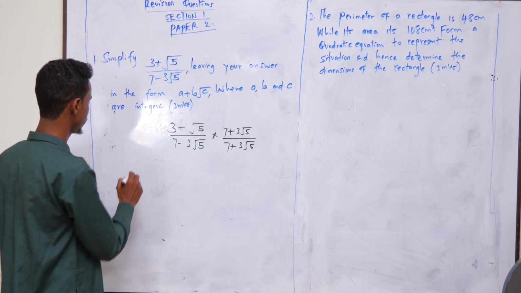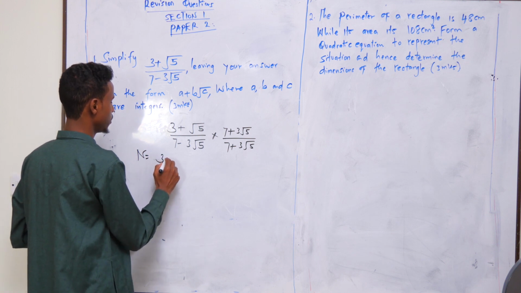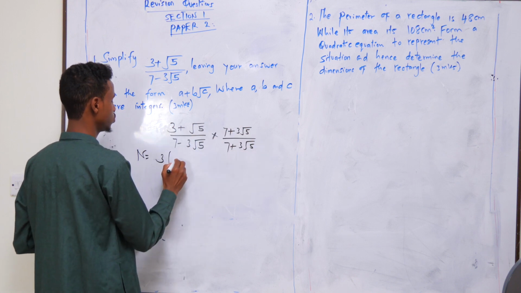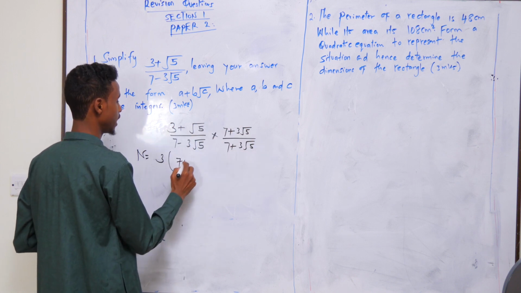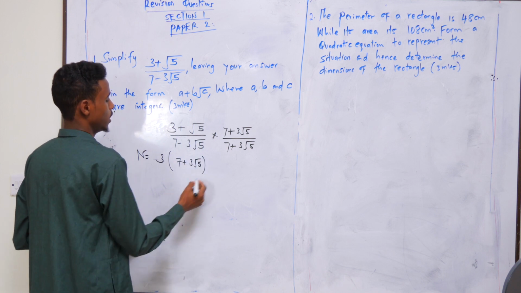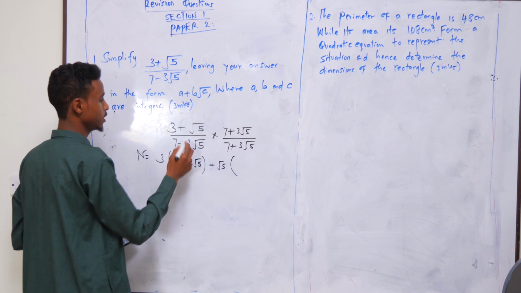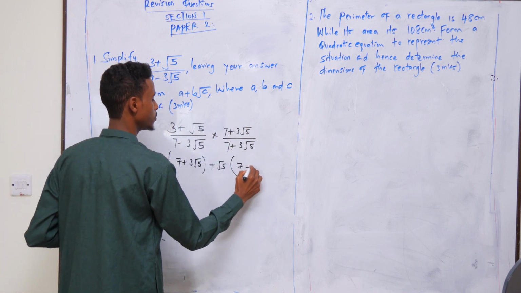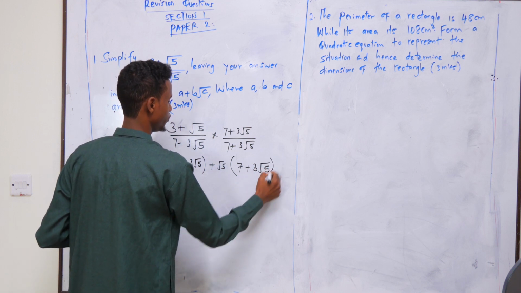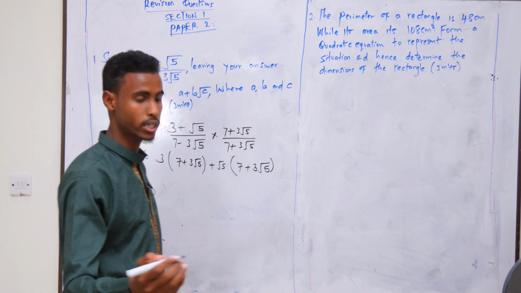The numerator, what do we have? We have 3 into bracket, we multiply it by 7 plus 3 root 5, plus root 5 into bracket 7 plus 3 root 5. That is now the numerator. Let's first deal with the numerator, then we come to the denominator.